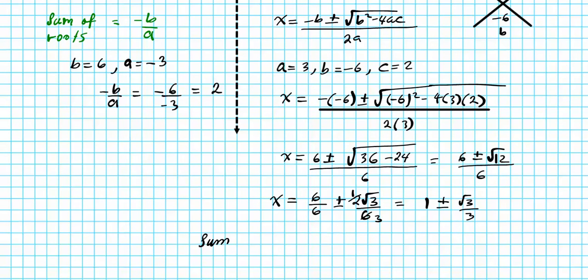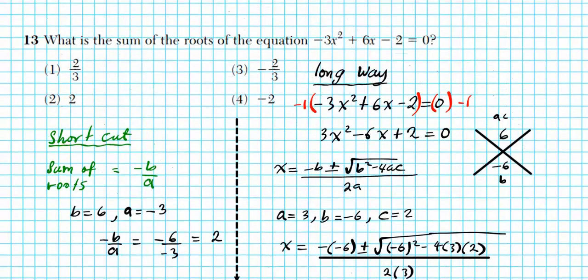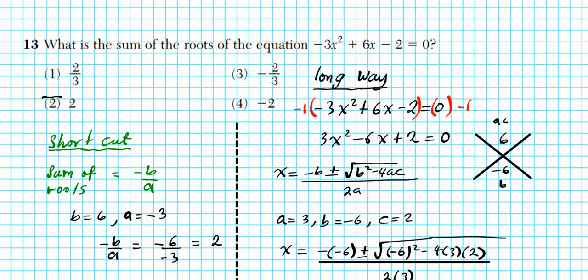Okay, so let's find the sum. The sum is simply going to be 1 plus root 3 over 3, plus 1 minus root 3 over 3. So what you see happening here is that the radical components cancel out. You end up with 1 plus 1, which is 2. And that's what we got earlier with the shortcut. Answer is option number 2.